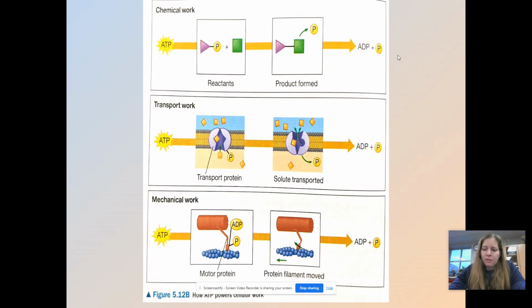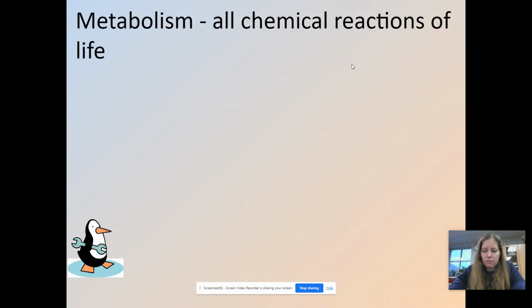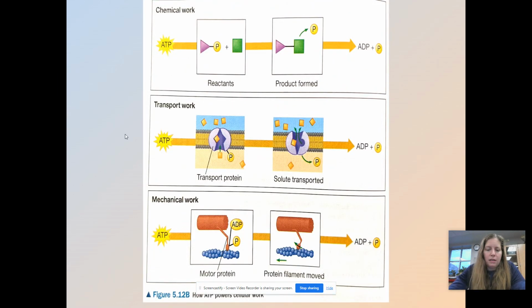Here are just a few examples of things that cells use ATP for. Cells are going to use ATP to do chemical work, to perform chemical reactions. They are going to use ATP to do transport work, to move materials against their concentration gradients, either in or out of the cell. And we're going to use ATP for mechanical work. Every time you move your body, when you do muscle contractions, that uses a lot of ATP.